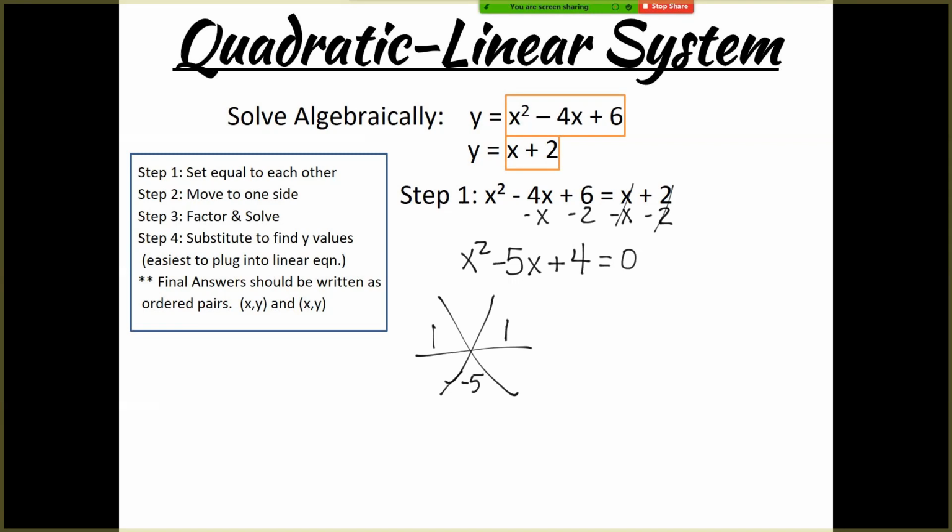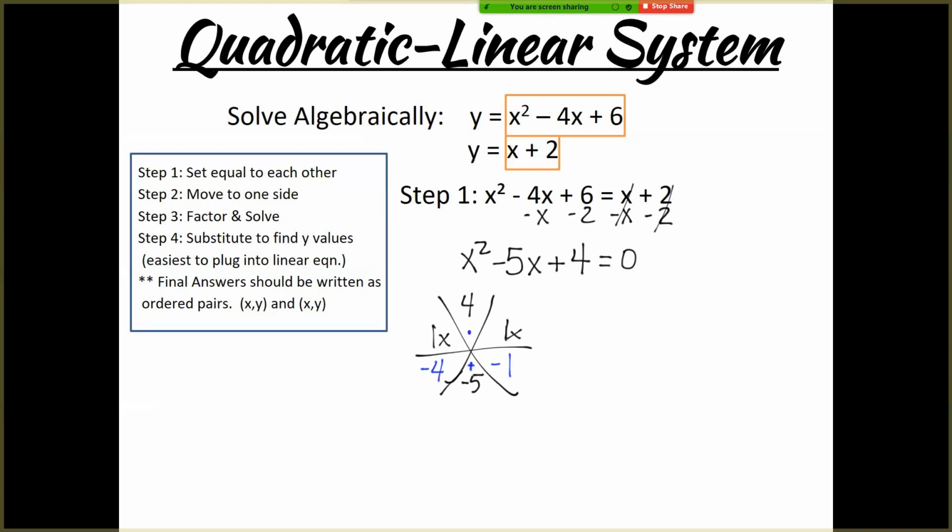And then for the top middle, you're going to multiply a times c. 1 times 4 is 4. Then we're looking for two numbers that multiply to give me the top and add to give me the bottom. So they have to multiply to give me 4 and add to give me -5. -4 and -1. So -4 times -1 multiply to give me 4, and add to give me -5.